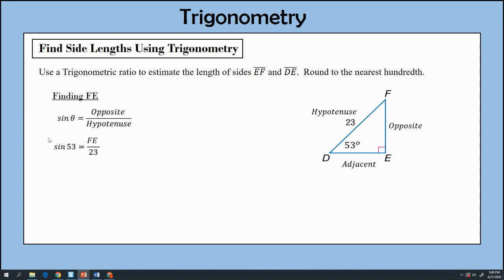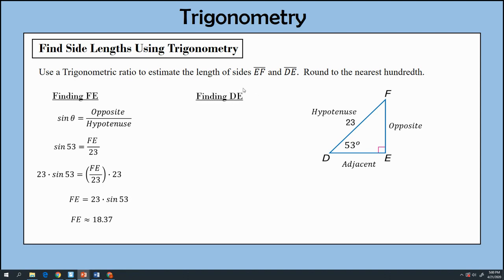So now I have this equation that I need to solve. I want to isolate and find FE, so I'm going to multiply both sides by 23. That will cancel out that denominator of 23, and I'll have FE equals 23 times the sine of 53. Now, if you go to your calculator and push the sine button, enter 53 and then hit equals, it will tell you the numerical value for the sine of 53. And then that answer times 23 is our answer, 18.37. Okay, so that's finding FE.